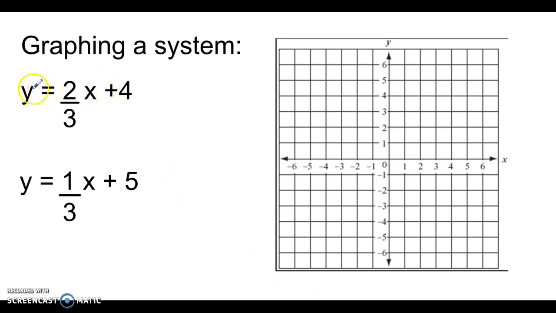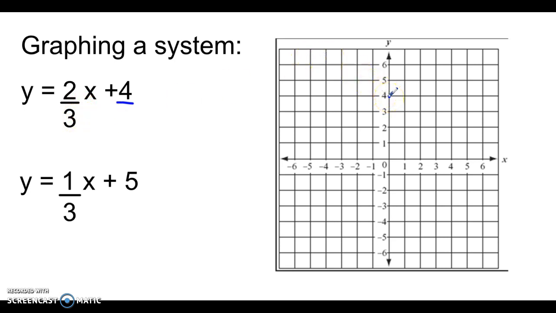Our first equation says y equals 2 over 3x plus 4. The 4 is our y-intercept, so we're going to go to our graph on the y-axis and make our first point at 4. Then we need to make more points so that we create our line, and our slope is going to help us do that. Our slope is 2 over 3. The top number is going to tell us how many spaces to go up or down, and the bottom number is going to tell us how many spaces to go to the left or to the right.